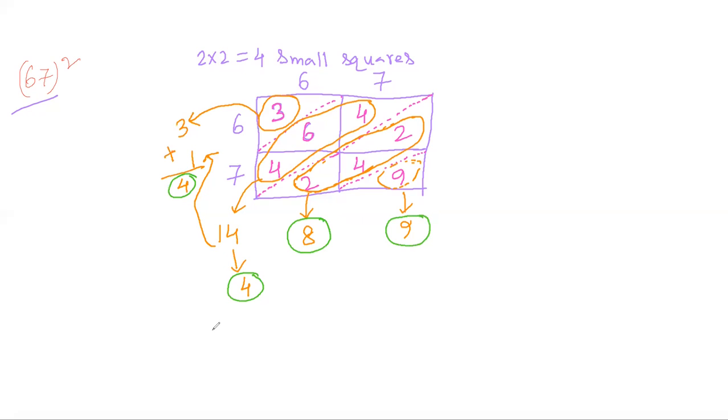Now the ultimate result, that is 67 whole square, is equal to, first I will take this number, then this, and then this one. So the result will be 4489. So this is the ultimate square of 67. Now I will take one three-digit number and I will discuss this process.